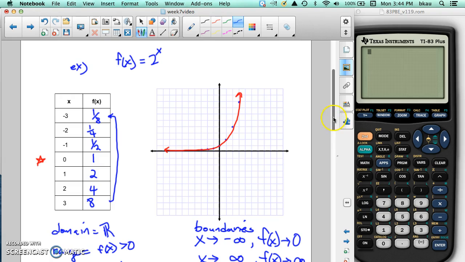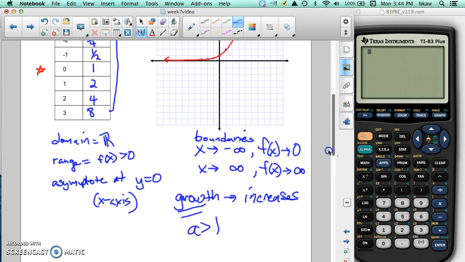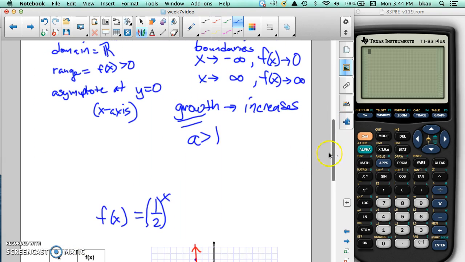In this case, the y-intercept is always 1. We have no x-intercepts. None. So you want to write that down here. No x-intercepts. On a basic graph, there are no x-intercepts because there's an asymptote on the x-axis.